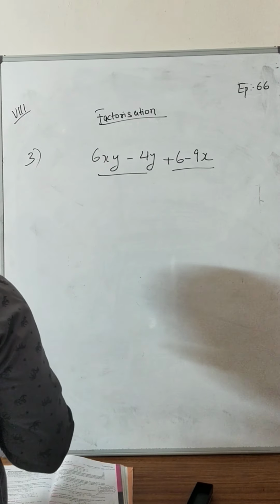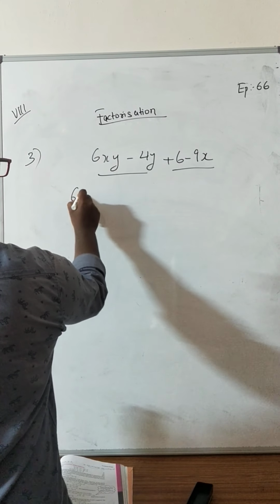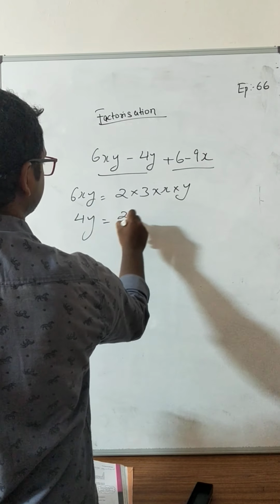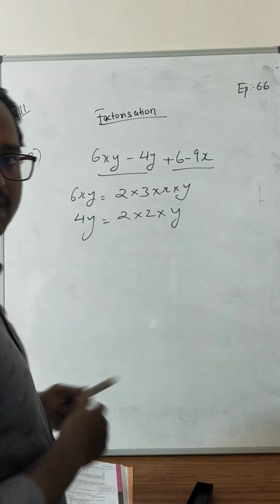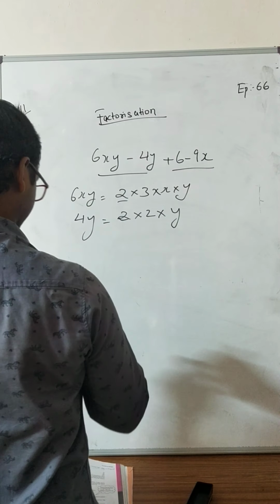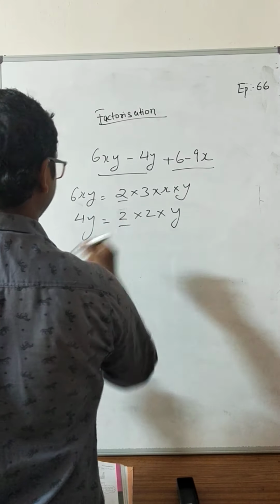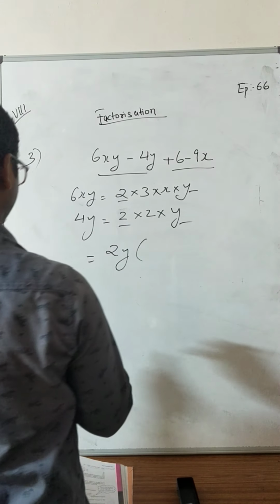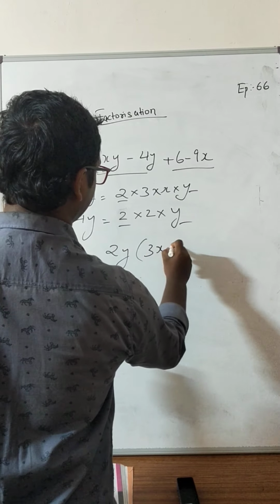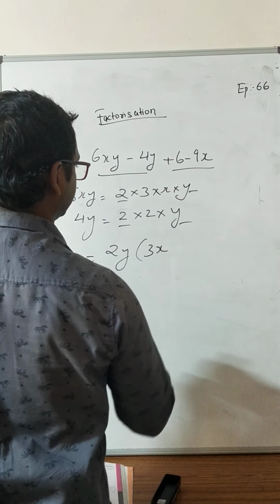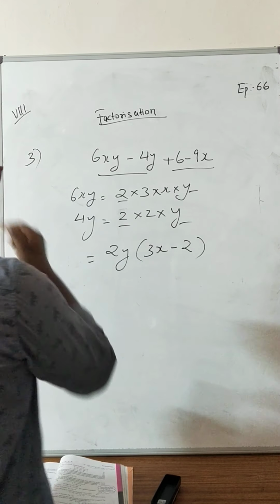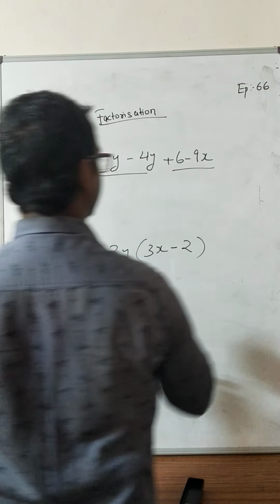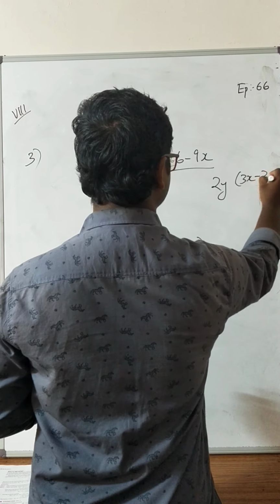Now the first two terms are 6xy and minus 4y. In 6xy, we know 2 into 3 is 6, into x into y is 6xy. 4 is 2 into 2, into y is 4y. So here what we can take as common factor is 2 and y. When we take 2 and y as common, we will be left with 3 into x, 3x, minus 2. So from the first two terms, the answer we are getting is 2y, 3x minus 2.